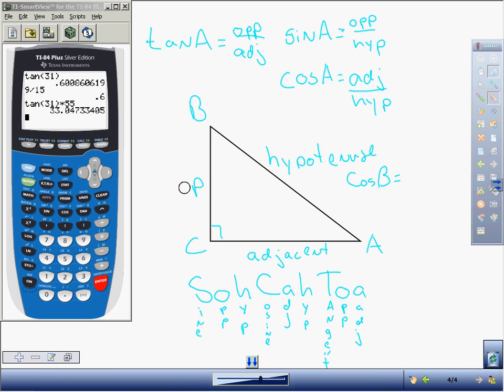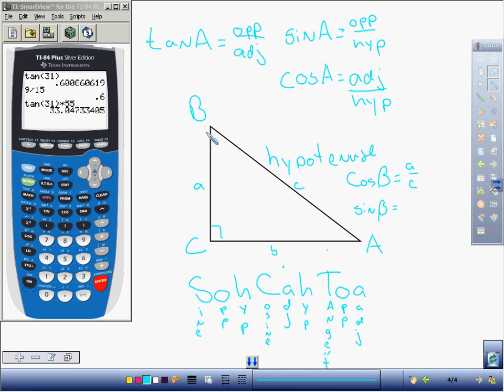Now instead of calling this opposite and adjacent, I'm going to erase these. Hypotenuse is always hypotenuse, but sometimes the side opposite big C is little c, the side opposite big B they call little b, and the side opposite big A they call little a. So who could give me an expression for the cosine of B? Where's the adjacent side to B? Little a. And where's the hypotenuse? C.